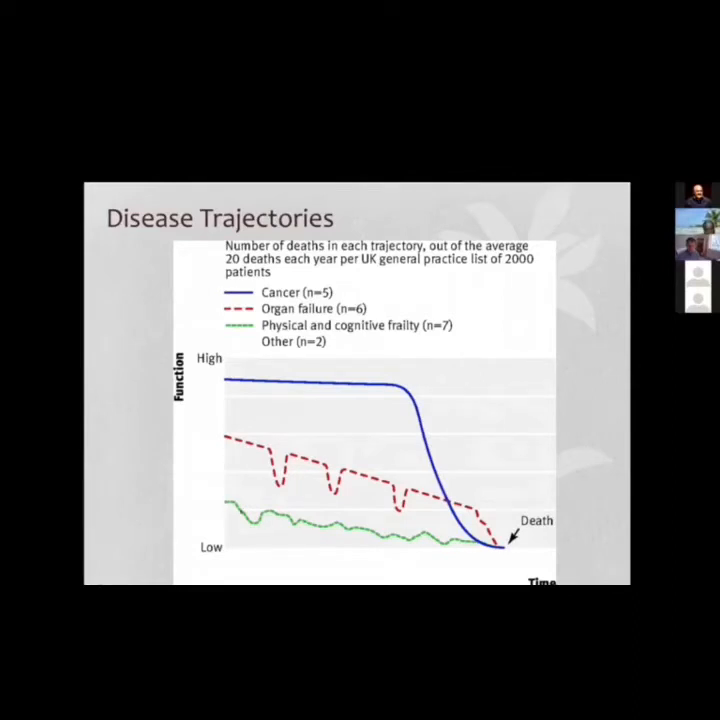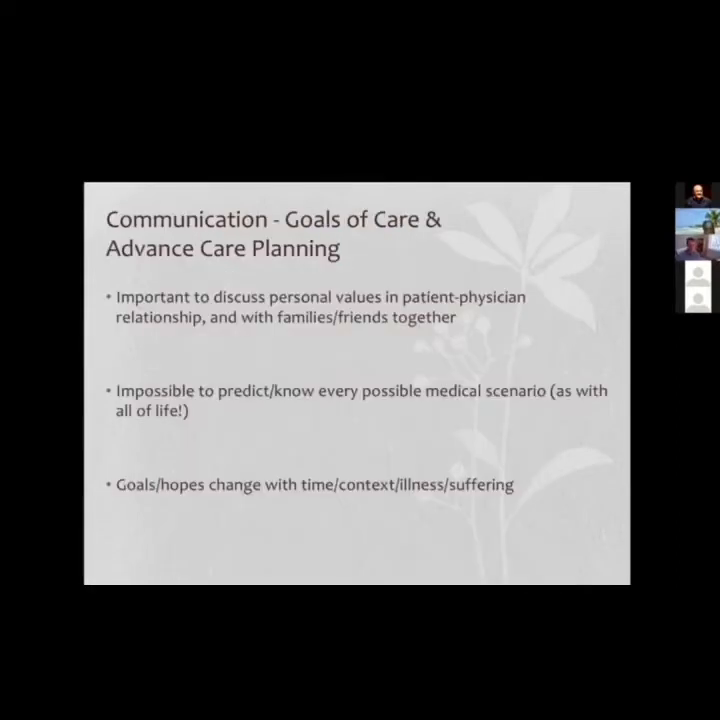And then the other trajectory that is also vastly increasing throughout the world is the frailty trajectory, which is much harder to predict, but also has significant needs for palliative care services.